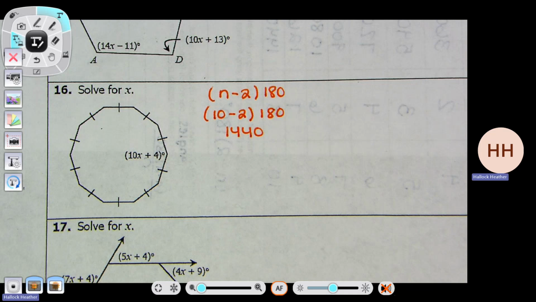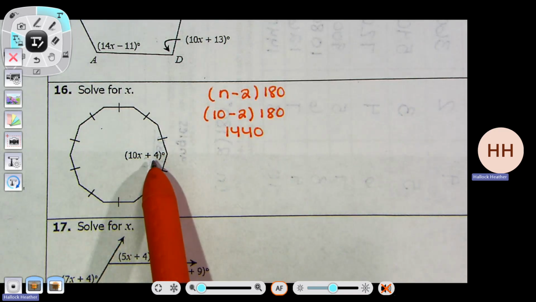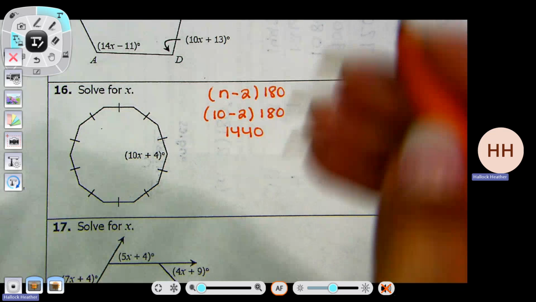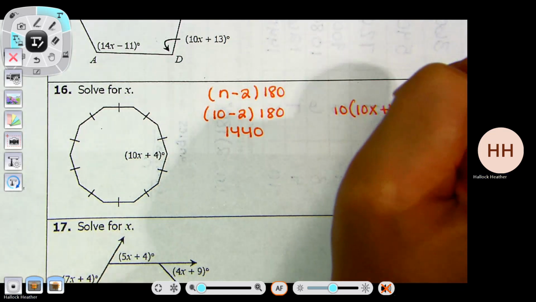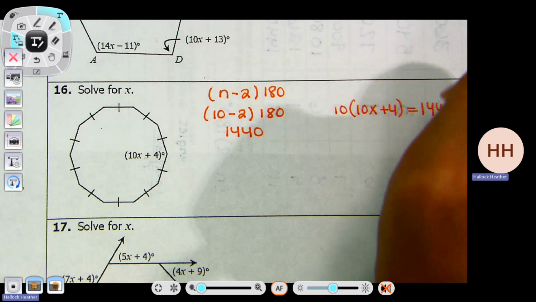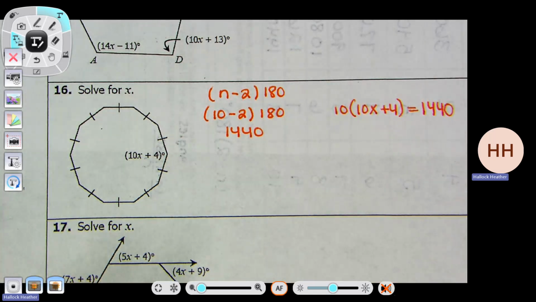Now what do the tick marks mean? They're all equal. So what do you know about the angles? They're all equal. So what can I do if I know all of the angles are 10x plus 4? Times by 10, because there's 10 of them. And then I'm equaling it to the 1440 I got. So to get rid of your parentheses, you do have to distribute.